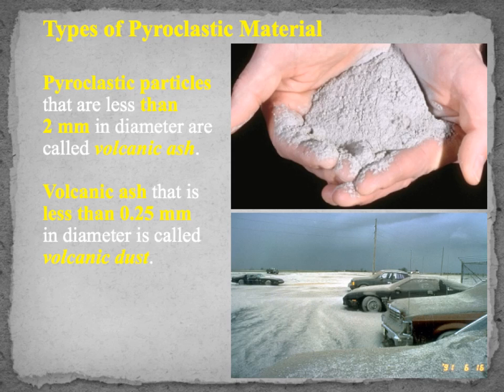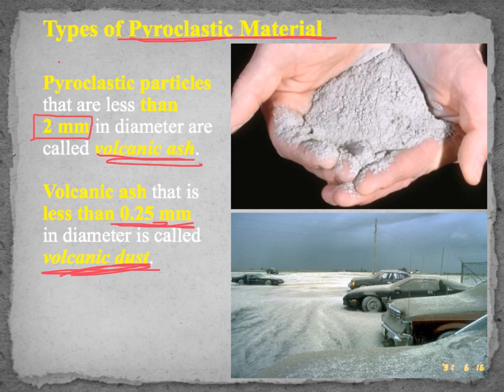So, pyroclastic material comes in many shapes and sizes. There are the really small ones, which are less than 2 millimeters in diameter. Tinier than that little red dot I just put there. Alright, that's called volcanic ash. And if you have that ash less than 1/4 of a millimeter in diameter, we call it volcanic dust. And that's what's covering the cars in this picture. It's volcanic ash and volcanic dust. And this stuff can hang up in the atmosphere for years.